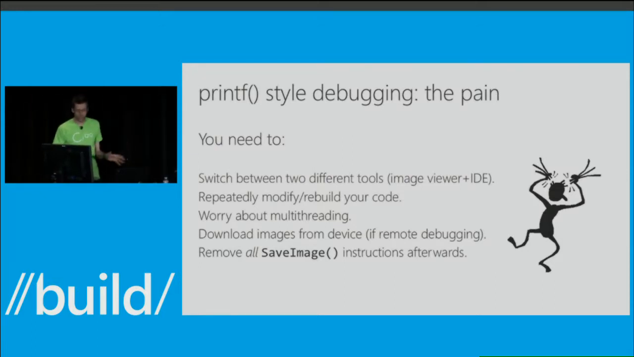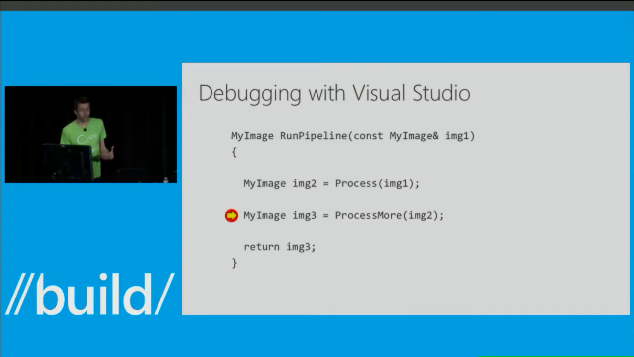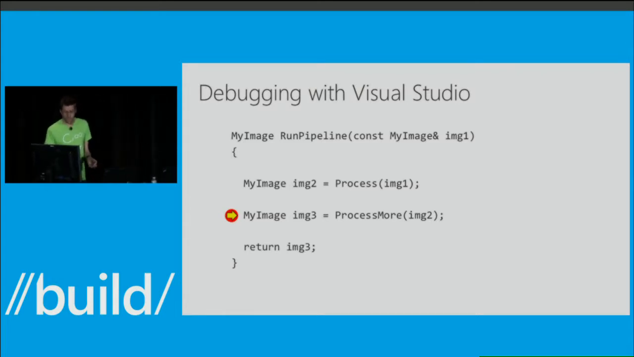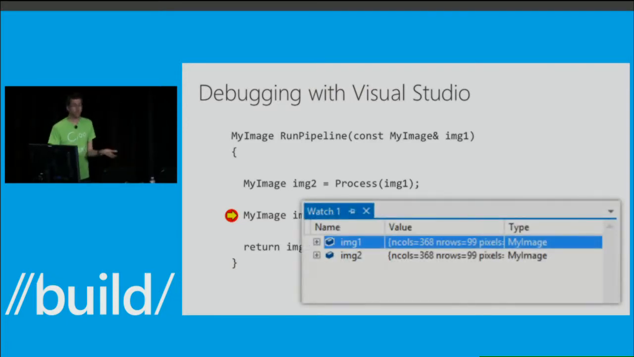So to make a long story short, what we really want is to use Visual Studio's amazing built-in debugger to look at images, right? So we want to be able to put a breakpoint, let's say here, and then hit F5 in Visual Studio, and look at the watch window, and then see, oh, there's image 1, there's image 2, and these are the values, and so on. But of course, Visual Studio will only show you values as text, right, not as images.